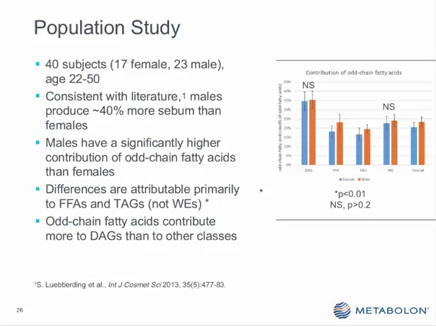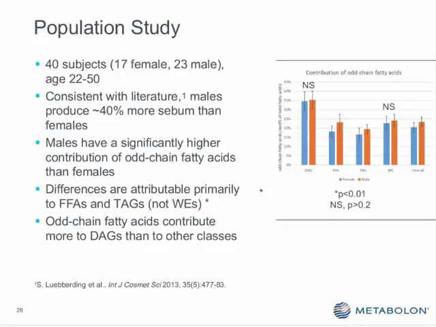So first of all, we actually had 40 subjects, 17 female, 23 male. Actually, these are 39 Metabolon employees and one local television personality who happened to come by our labs filming and saw people with stickers on their foreheads and asked, what in the world's going on here? And when we explained, he said, hey, I'd love to be part of that. So one of those males is actually a local minor celebrity.